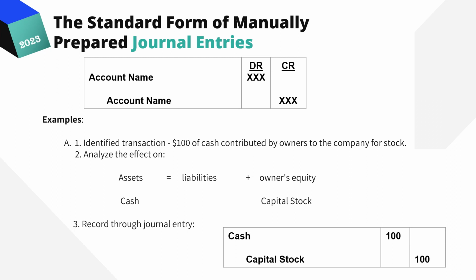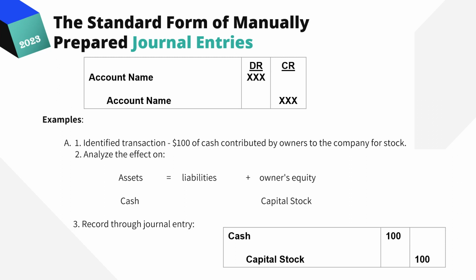Okay, now let's actually try and prepare some journal entries for some basic transactions. And if you don't mind, let's go through each of the transactions and record them in a journal entry. The first was that he put $100 of his own cash into the business.